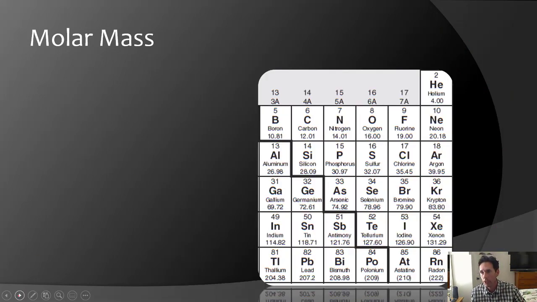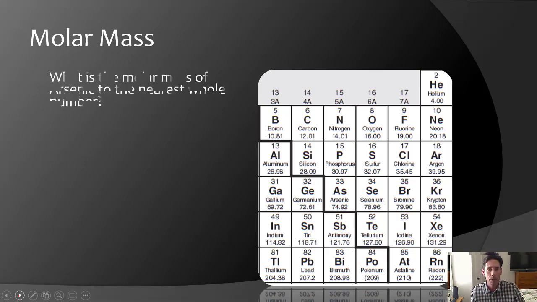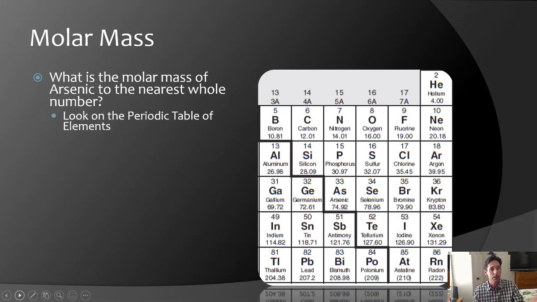So here's what we're going to do in our class. We are going to round our molar masses to the nearest whole number. So what I'm going to do is I'm going to pick on an element. I've got a periodic table here, so you don't need to have one in front of you, but we're going to pick on a particular substance. So we're going to pick on arsenic. Okay, everyone got that? We're going to pick on arsenic. So find arsenic on our periodic table. You will see it right here as element 33.